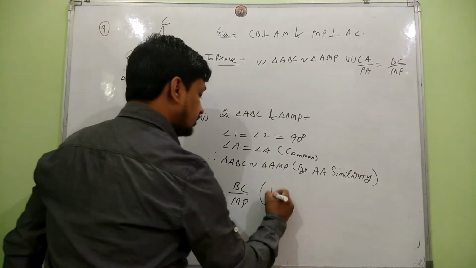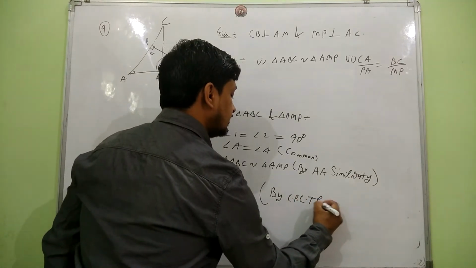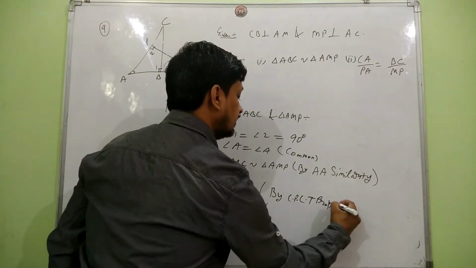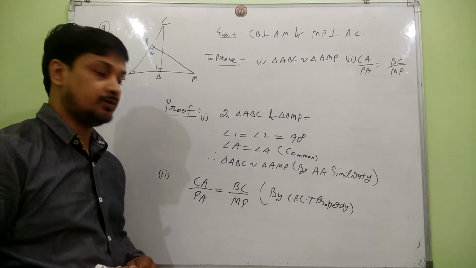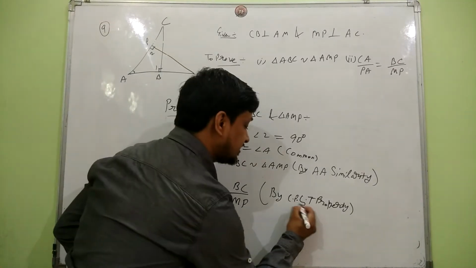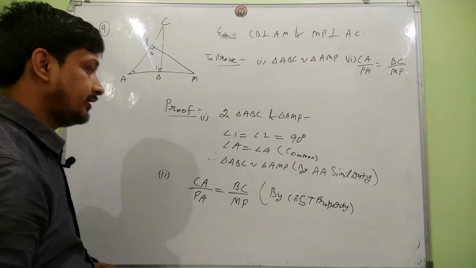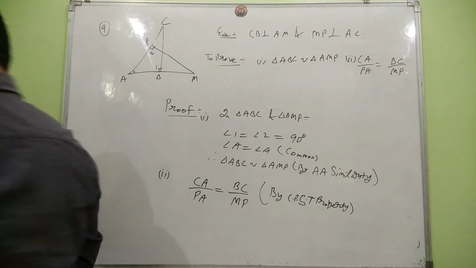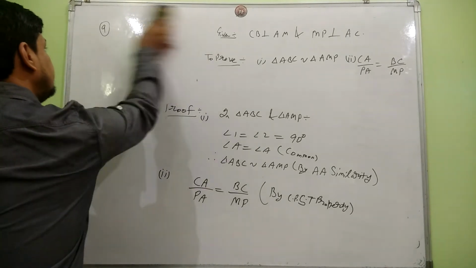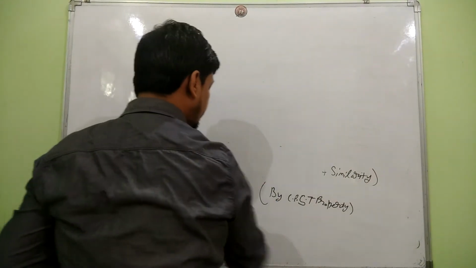Yes, it is okay. It is by the CPST property, because we have proved these triangles to be similar. CPST: corresponding parts of similar triangles. So we have done this. You can note down this. You can pause the video. Now after it we have question number 10. Question number 10 is very important.